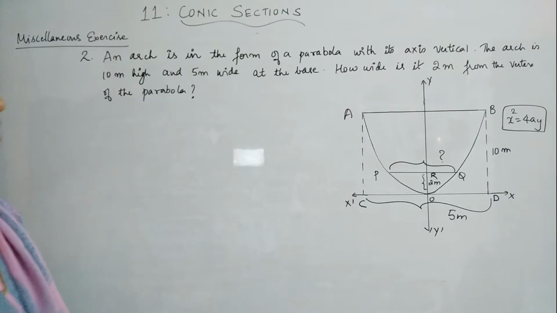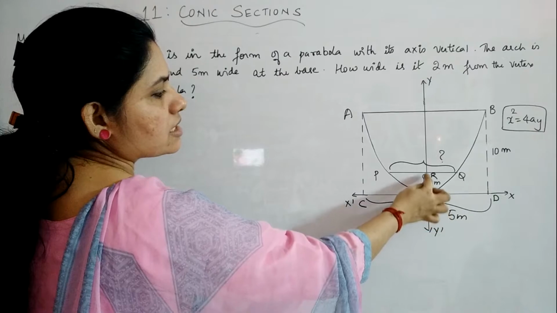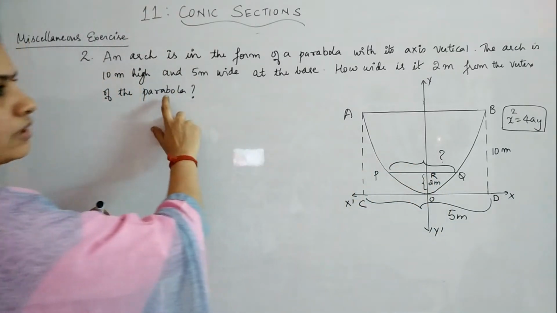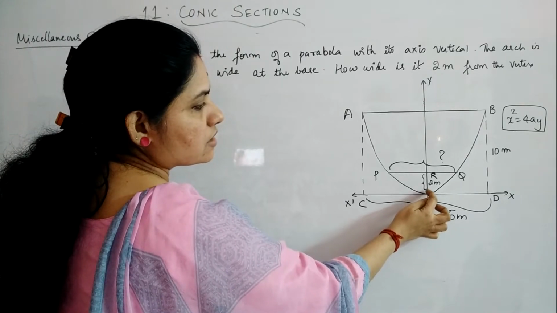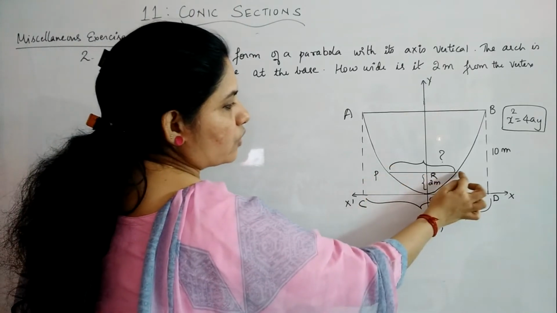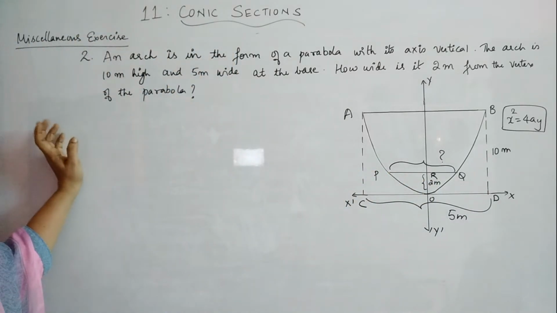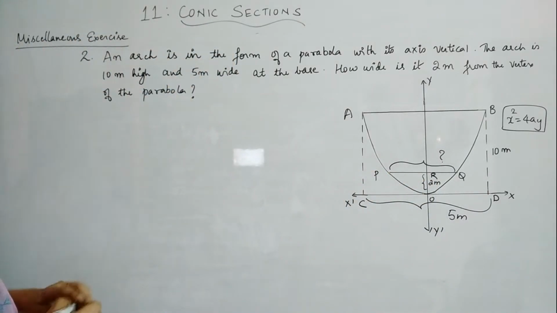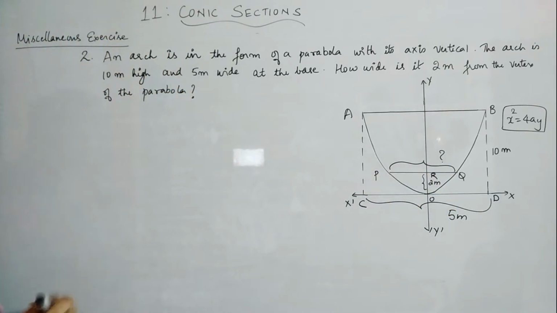Now what you need to find out is how wide it is when it is 2 meter away from the vertex of the parabola. From this point to 2 meter, what is the width of the arch? That is the question. So here you have to find out what is the length of PQ, right?